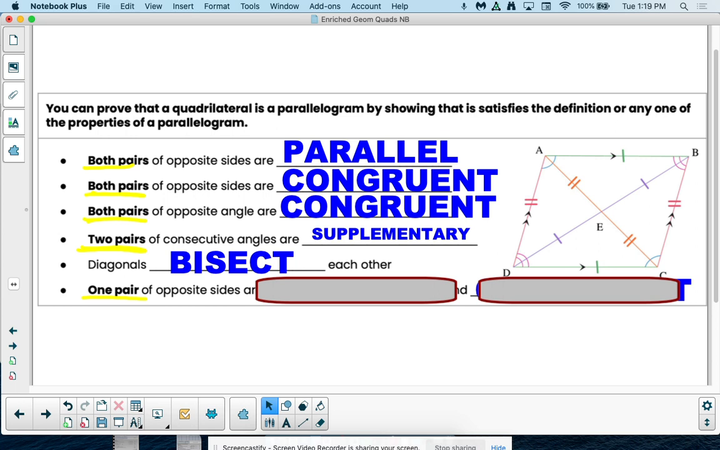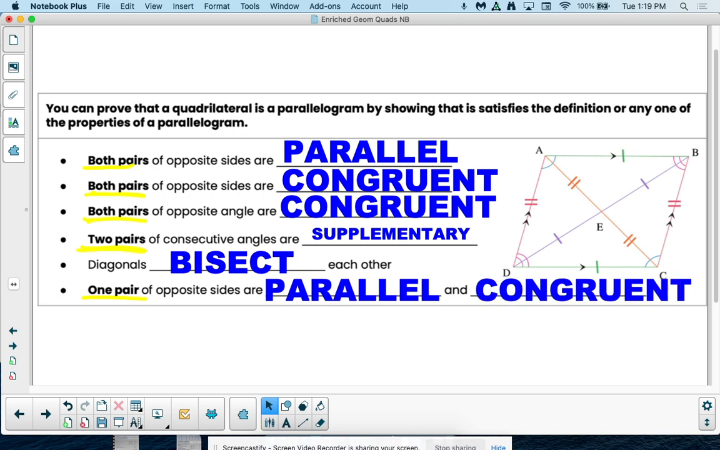And then our last reason why a quadrilateral could be a parallelogram is a different one than its properties. If you have just one pair of opposite sides that are parallel and congruent, that would be enough to say that it is a parallelogram. But it'd have to be the same pair of opposite sides.